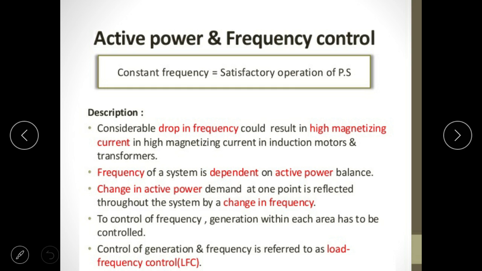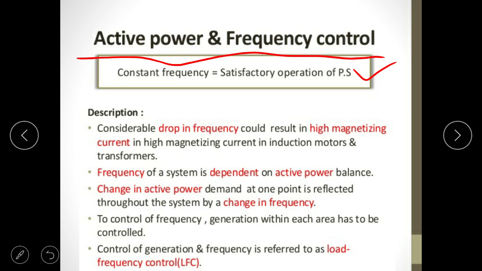First, active power and frequency control. Active power is controlled by change in frequency. If frequency is constant, there is satisfactory operation of power system. It means if frequency is constant, power system will run continuously or smoothly.